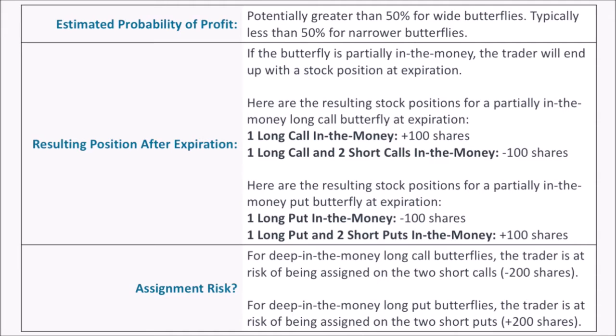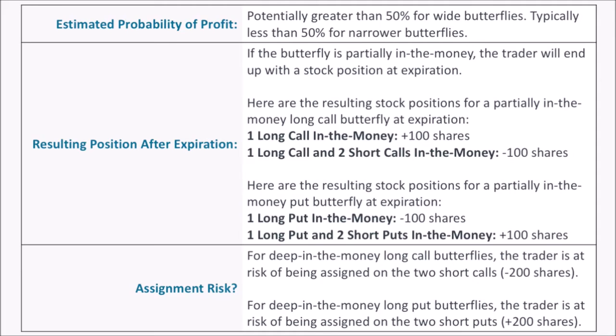Now, for a long put butterfly, if only one long put is in the money, that option will expire to negative 100 shares of stock. And if you have one long put and two short puts that are in the money, that one long put and one short put will offset each other, but then that one additional short put will expire to plus 100 shares of stock. Now I know this is confusing, but just bear with me and we'll go through some examples to really hammer home all of these points.